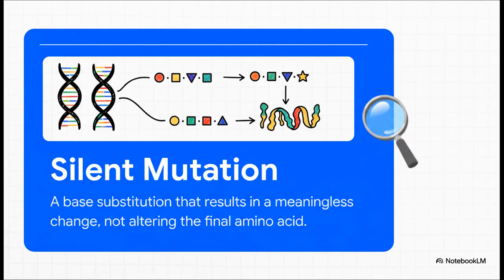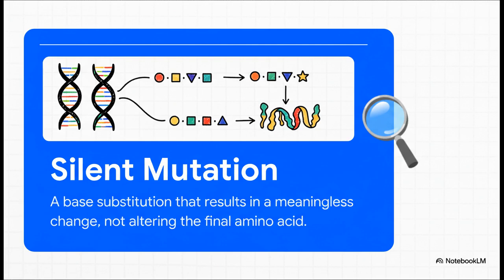First up, and maybe the most surprising, is the silent mutation. This is where a base gets swapped in the DNA, but nothing happens. The final protein is exactly the same. How is that possible? Well, it's because the genetic code has some built-in redundancy. Think of it like having multiple words that mean the same thing. There are 64 possible codons, but only 20 amino acids.